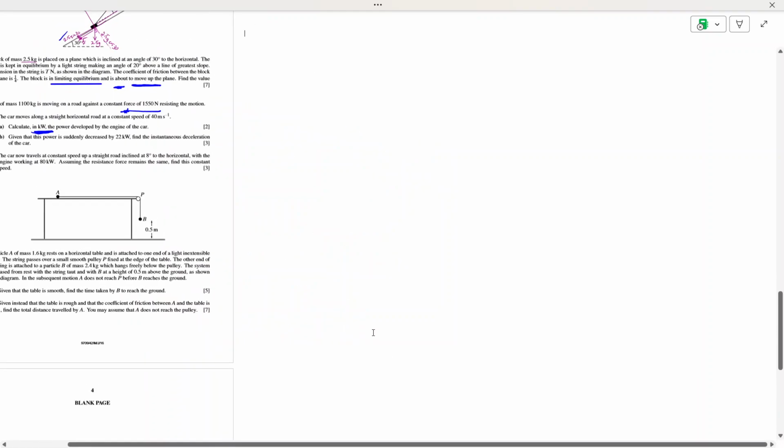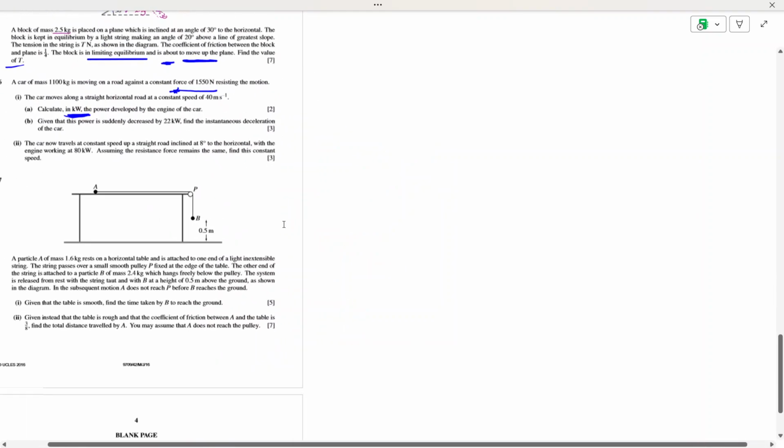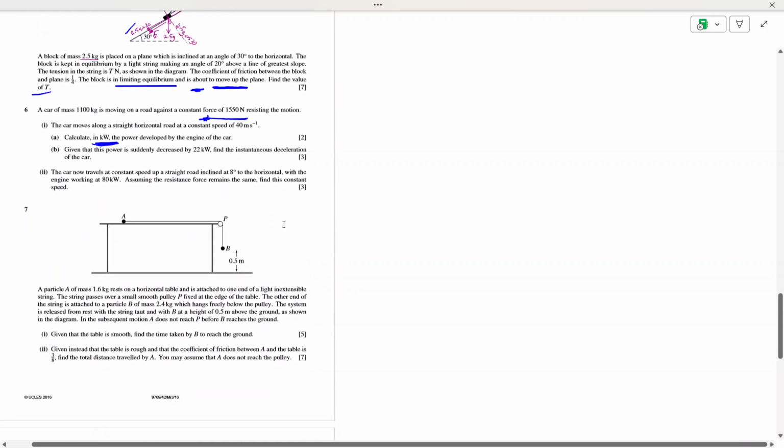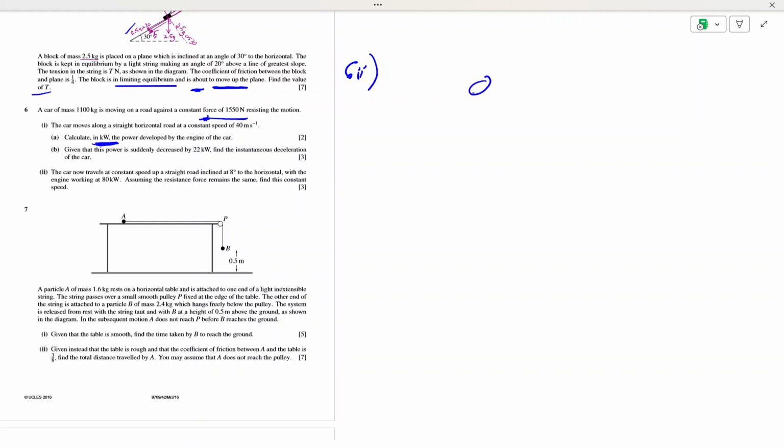All right, then I'm gonna tackle the second part. So 6 part 2. So this new scenario that we have now looks something like this. It's now going up an inclined plane, right? So we're gonna have that acting in that direction, since it's gonna be something like that at 8 degrees.